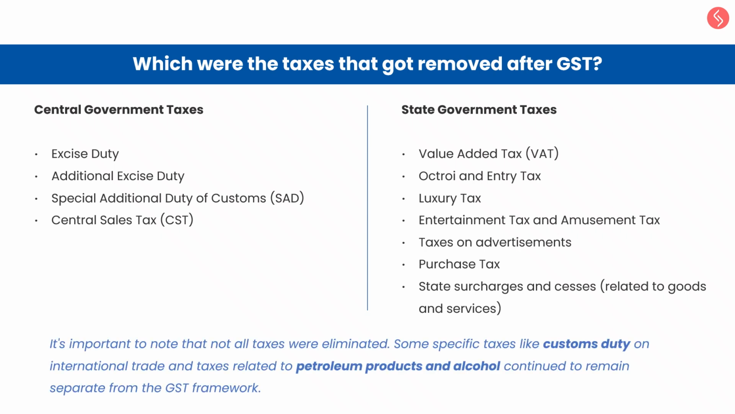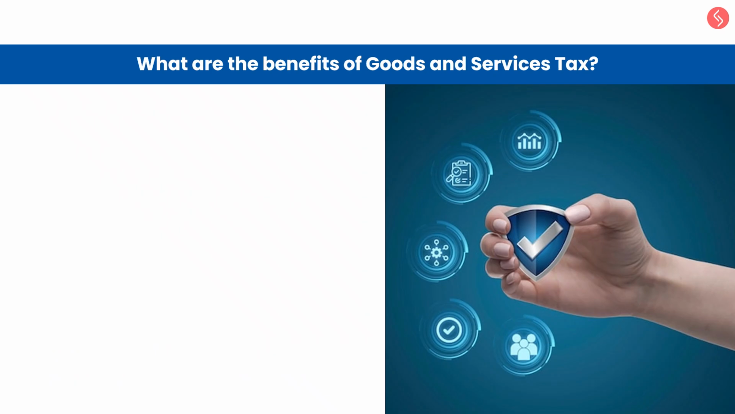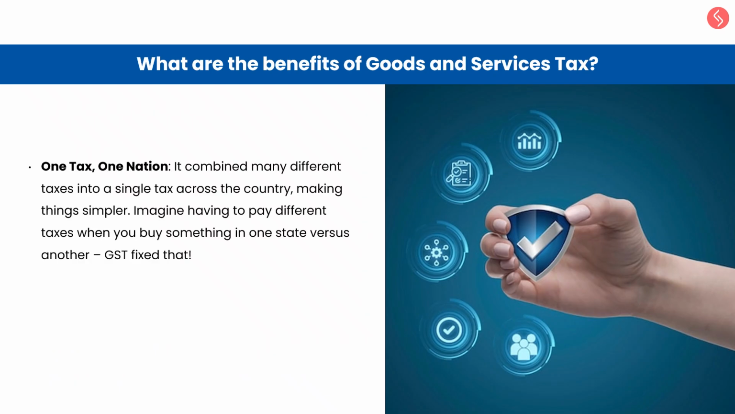It's important to note that not all taxes were eliminated. Some specific taxes like customs duty on international trade and taxes related to petroleum products and alcohol continued to remain separate from the GST framework. What are the benefits of goods and service tax? One tax, one nation. It combined many different taxes into a single tax across the country, making things simpler. Imagine having to pay different taxes when you buy something in one state versus another, GST fixed that.